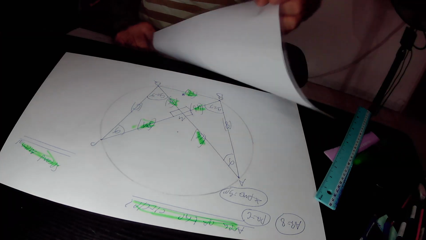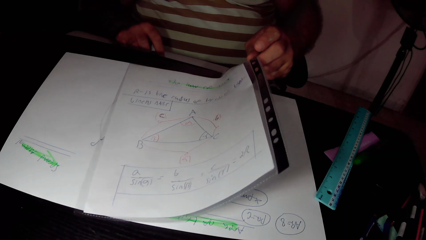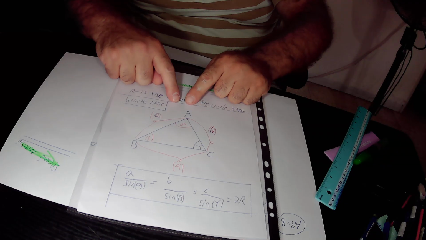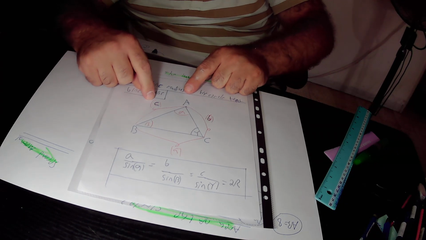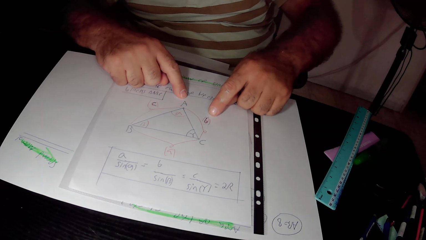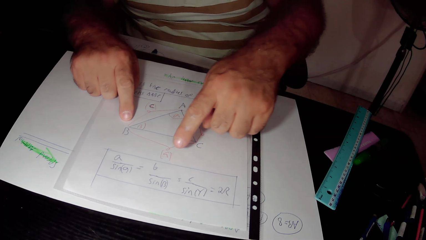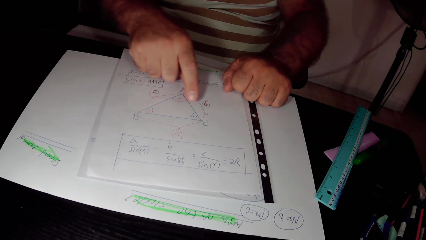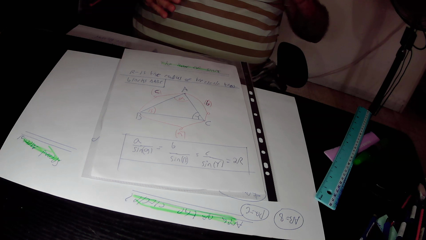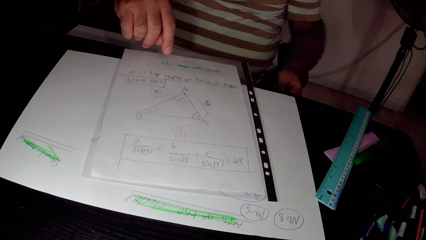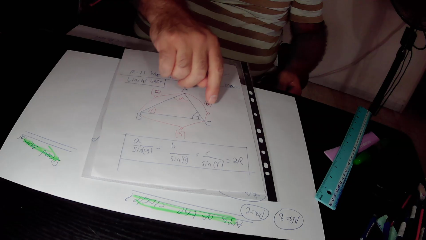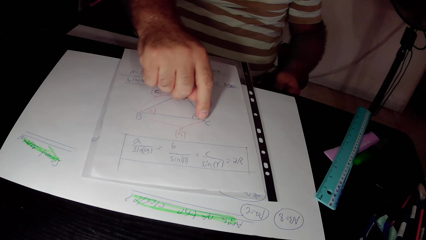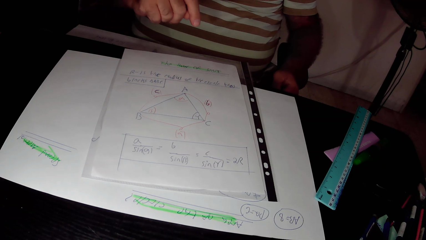So according to the law of sines, this is triangle ABC that could be any triangle. Side AB equals C units in length, side AC equals B units in length, side BC equals A units in length. This is angle alpha, this is angle beta, and this is angle gamma. And the circle that blocks this triangle ABC, the radius of the circle is defined as R.